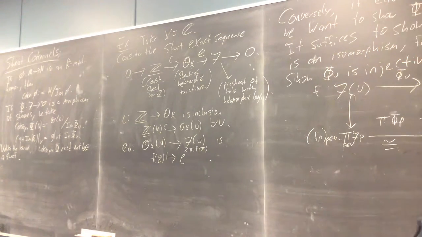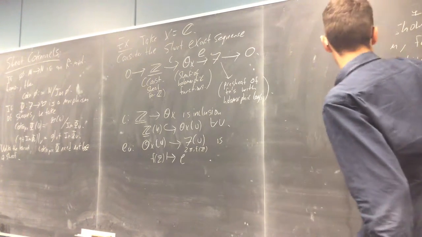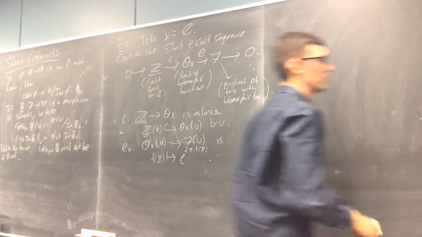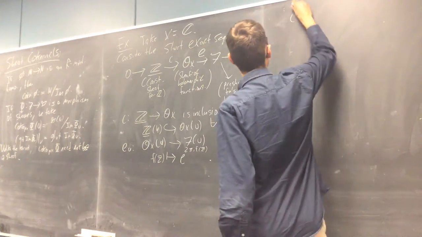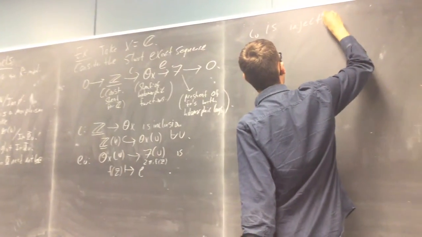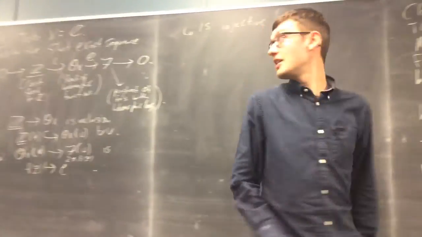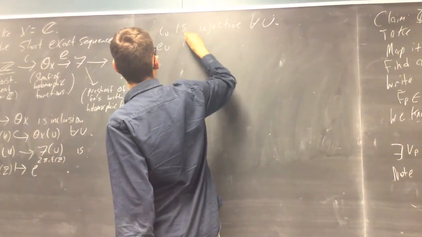That's the only reason for that. Put this over here. So hopefully I don't have to convince you that inclusion is injective. IU is injective for all U. So at every open set, then, the sequence is exact at Z bar. And then this is surjective at every open set.